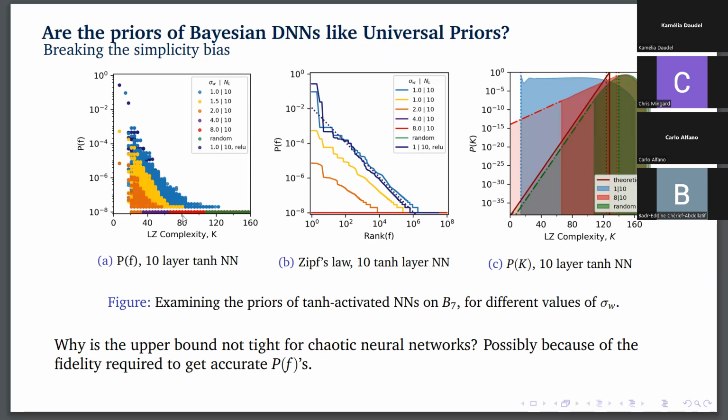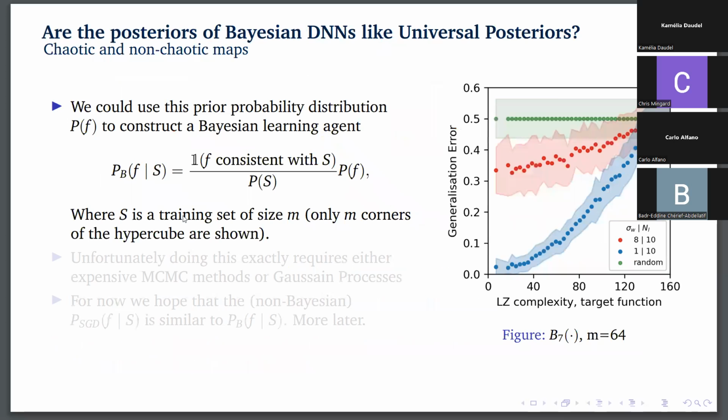But obviously these are just essentially priors, right? We don't know whether this actually translates to posteriors, because SGD is not a fully Bayesian sampler. So again, just to illustrate what happens, and then we'll look into exactly the correspondences. You could use this prior probability to construct a Bayesian learning agent, exactly how Solomonoff induction would work.